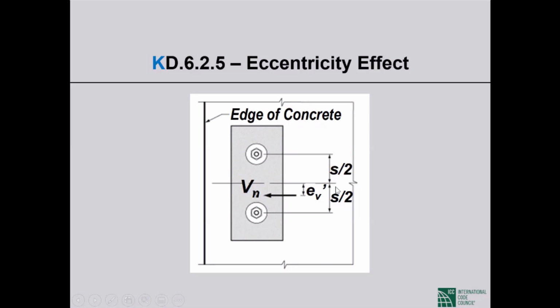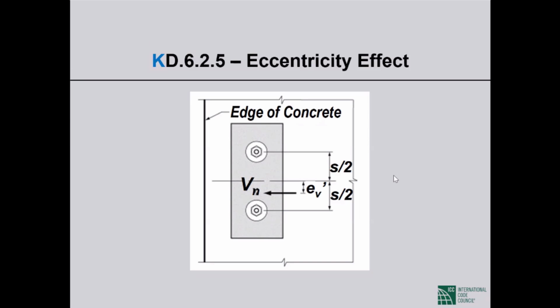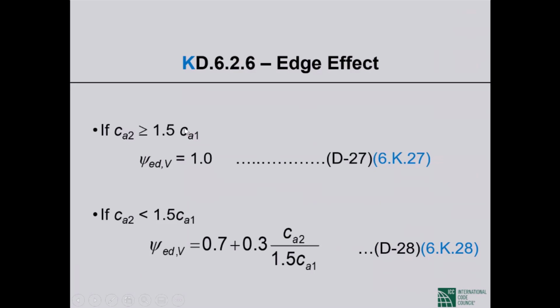The correction factor for edge distance: if the perpendicular edge distance is larger than or equal to 1.5 times the edge distance in the direction of shear, no correction. If the perpendicular edge distance is less than 1.5 times the edge distance in the direction of shear, then the edge distance correction is 0.7 plus 0.3 divided by this expression.